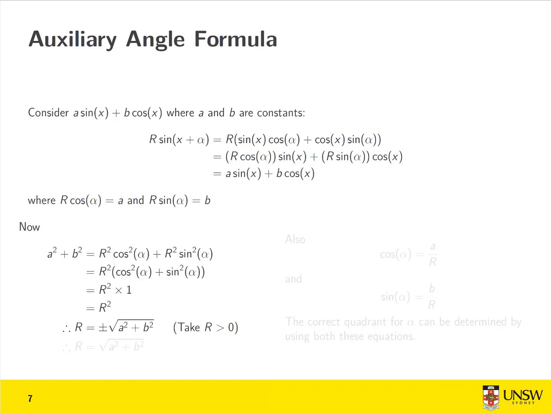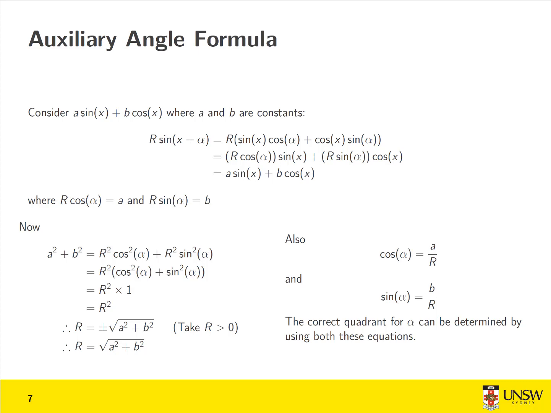So if we take r to be positive, we have that r is the positive square root of a squared plus b squared. Also, notice that we have that cos of alpha equals a divided by r, while sine of alpha equals b divided by r. So we can directly find alpha in terms of a, b, and r. In particular, we need to solve for both the sine and cosine formulae so that the correct quadrant for alpha can be determined.